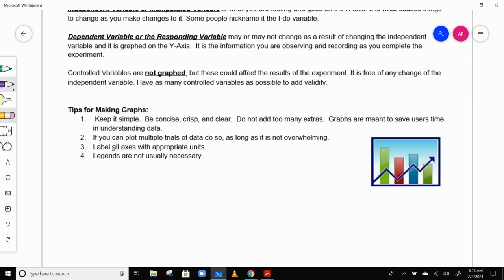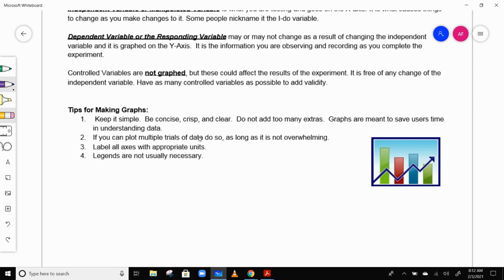Make sure you label all axes with appropriate units, as well as give it a title. We're going to talk about title and axes in a little bit. Legends are not really necessary. They're not usually necessary in a graph. The only time they're necessary is if they're necessary. If you know what the data says without a legend, don't add it. Don't add a legend. Okay.